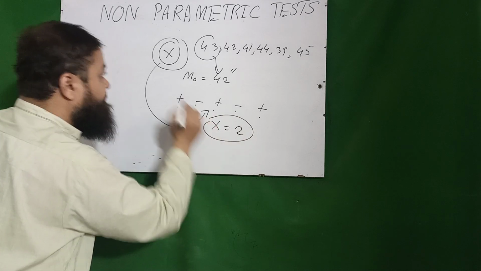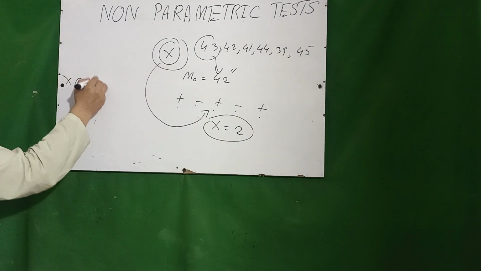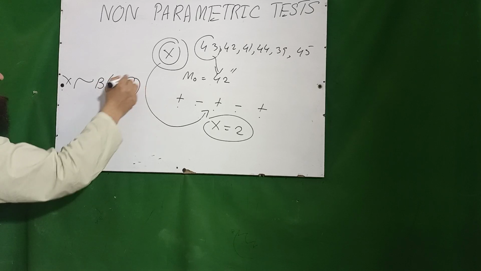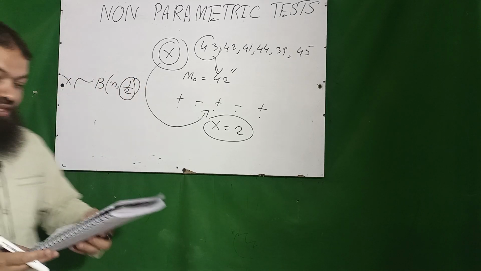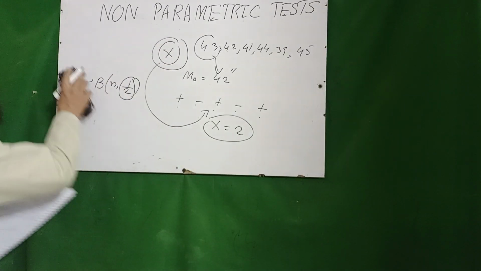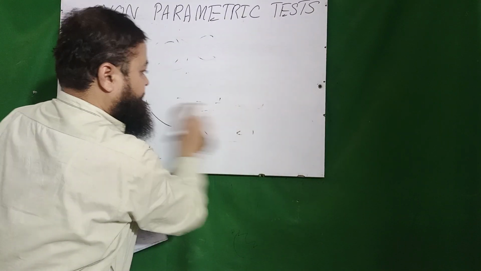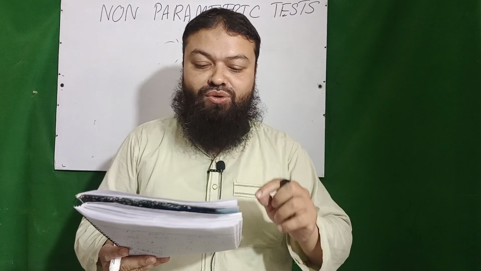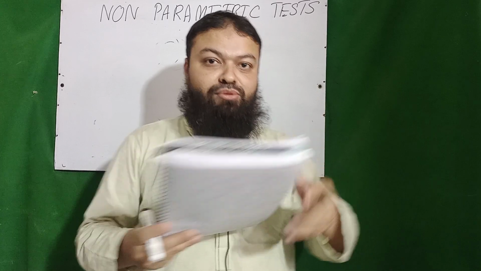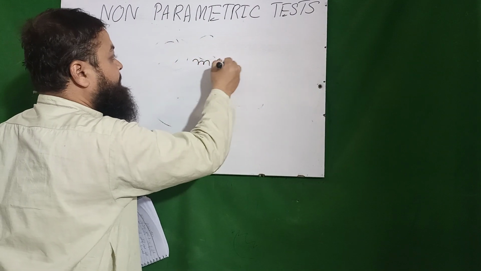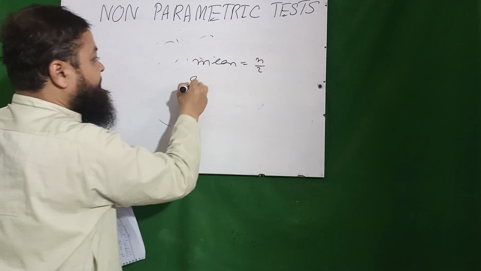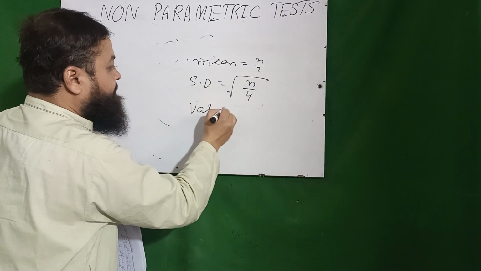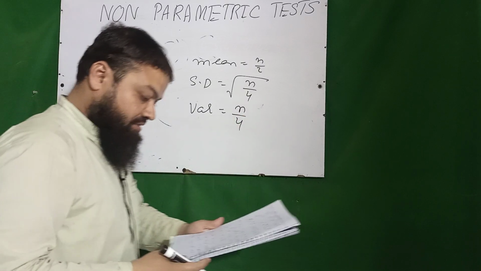It is another question. In sign test, X follows a binomial distribution with n and 1 by 2. The probability is always 1 by 2. Next question is, in sign test, X follows a normal distribution with mean n by 2, standard deviation under root n by 4, and variance equal to n by 4.